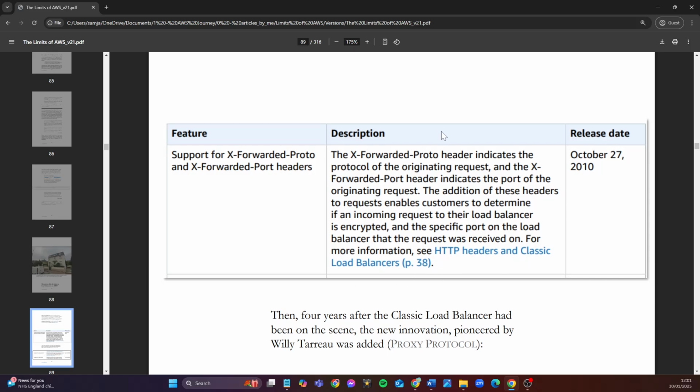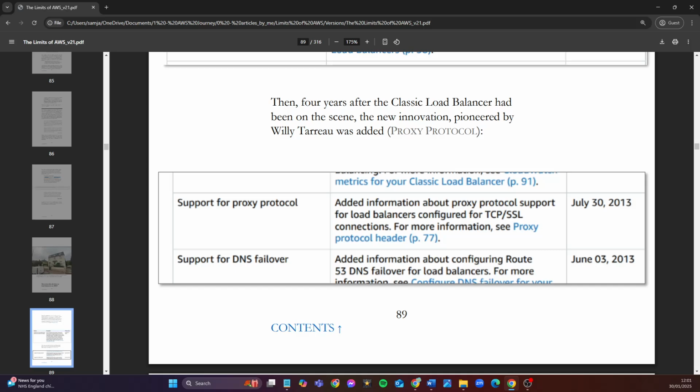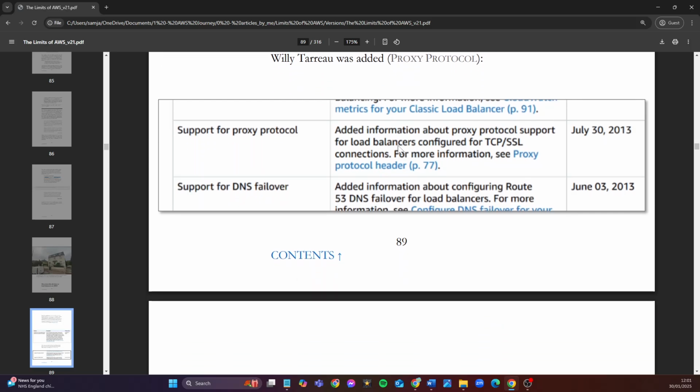So that's 2010. Then, 4 years after the classic load balancer had been on the scene, the new innovation, pioneered by Willy Tarreau, was added: PP, Proxy Protocol. So support for Proxy Protocol. These are extracts from the end of the AWS user guides where they say when they made changes to their documentation. So on 30th of July 2013, added information about Proxy Protocol support for load balancers configured for TCP and SSL connections.